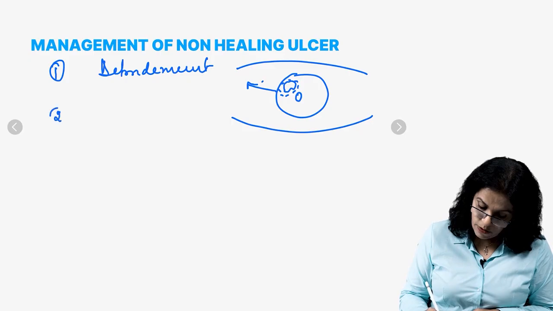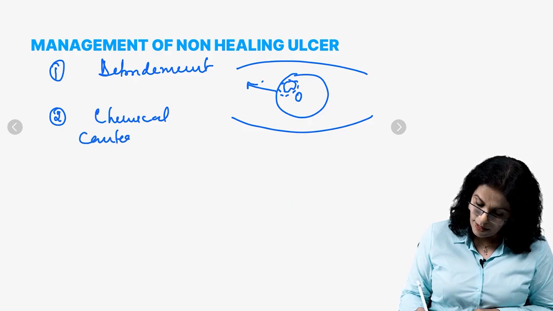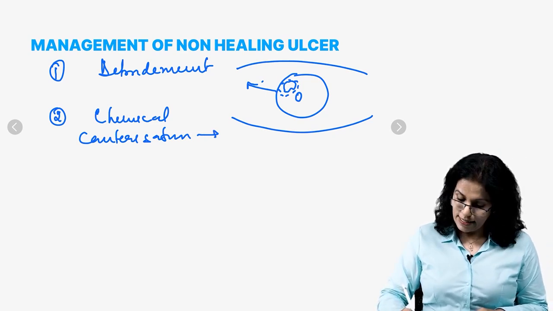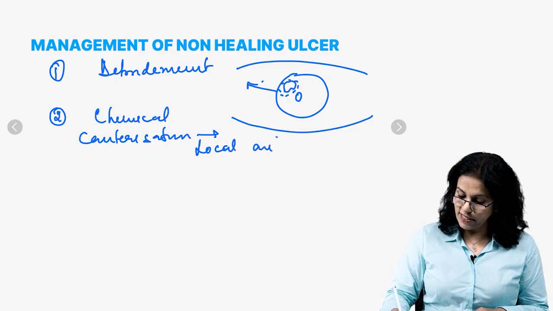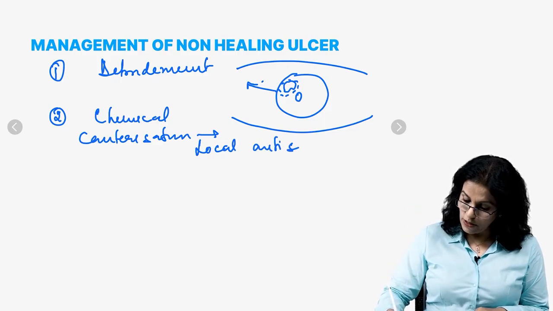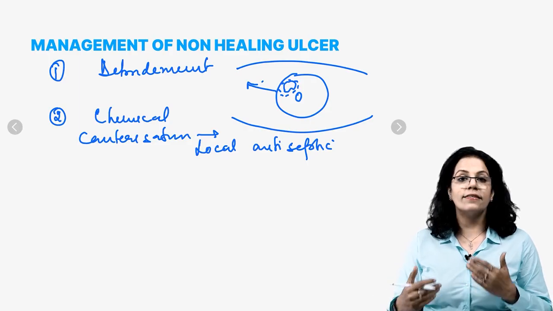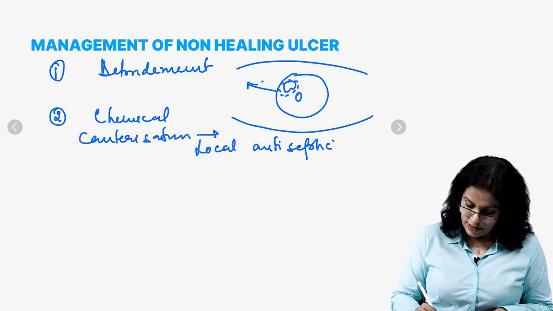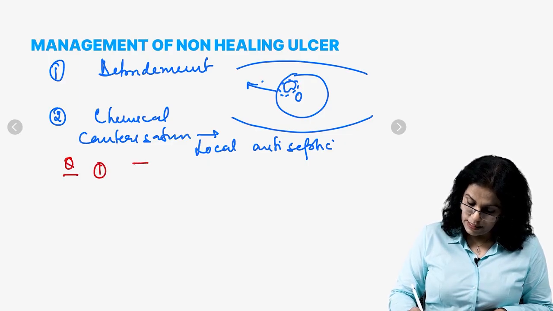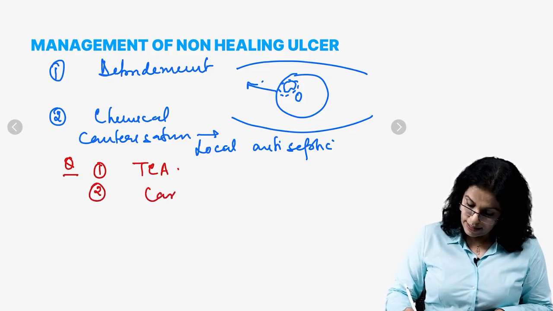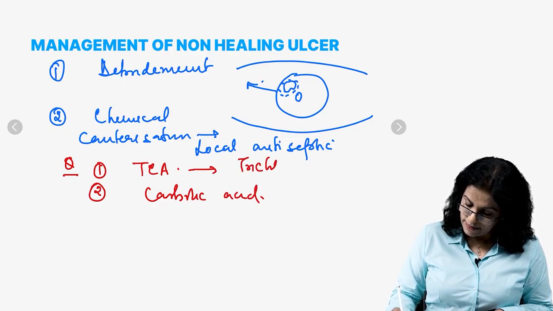What is the second thing I can go for is chemical cauterization. What is chemical cauterization doing actually? Chemical cauterization is acting as a local antiseptic. So, I am putting this at the ulcer area. It acts as a local antiseptic and it will start enhancing the healing process. What are the chemicals we use is your exam question. Your first answer has to be TCA, trichloroacetic acid, and the second can be carbolic acid. Okay, so first is which one? Trichloroacetic acid.